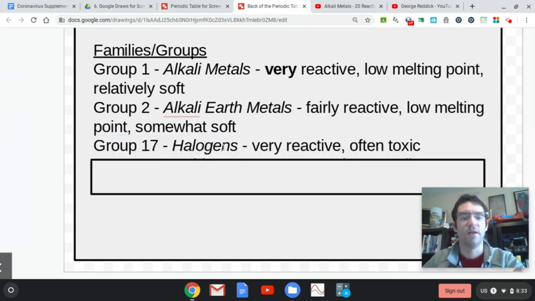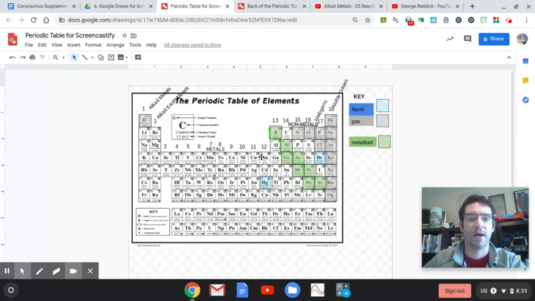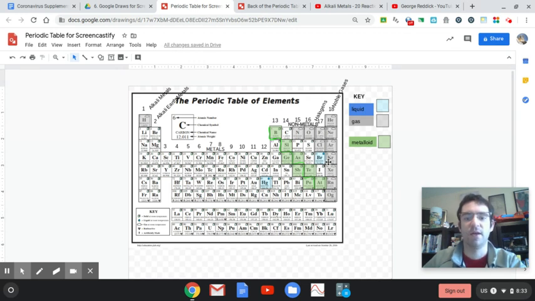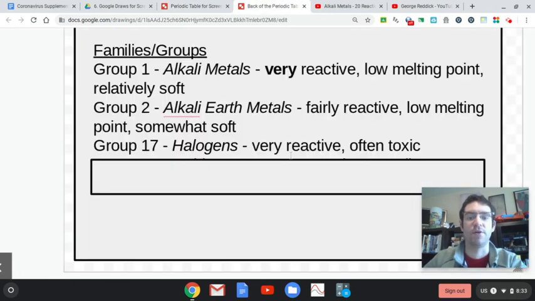Group 17 are the halogens, things like fluorine, chlorine, bromine. They can be in a lot of different states at room temperature, which is interesting. They tend to make things called diatomic molecules. We'll talk more about that later. They also tend to be very reactive, and they're often toxic because of how reactive they are.